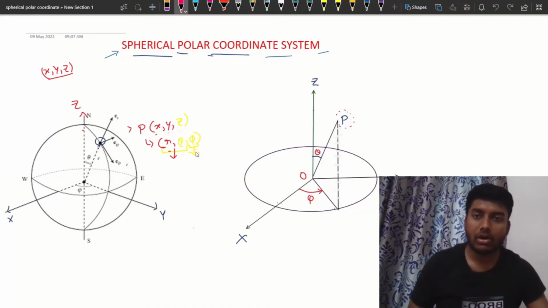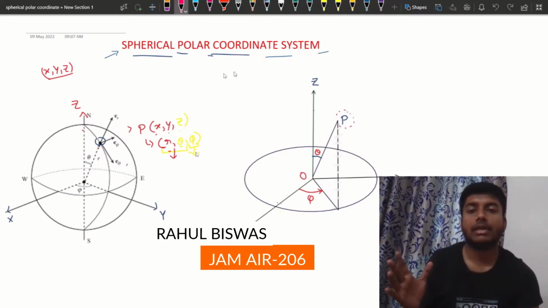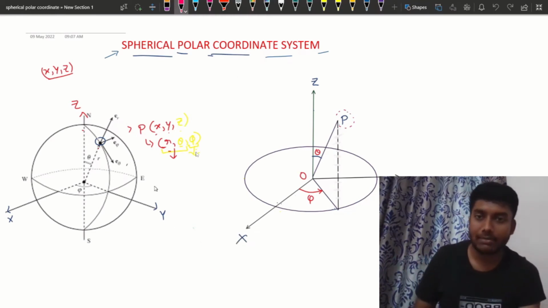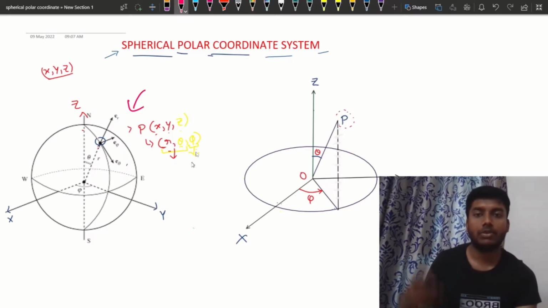Previously I have made a video on the spherical polar coordinate system, the part 1 of that video. In that video I discussed how you can visualize the spherical polar coordinate system like this.